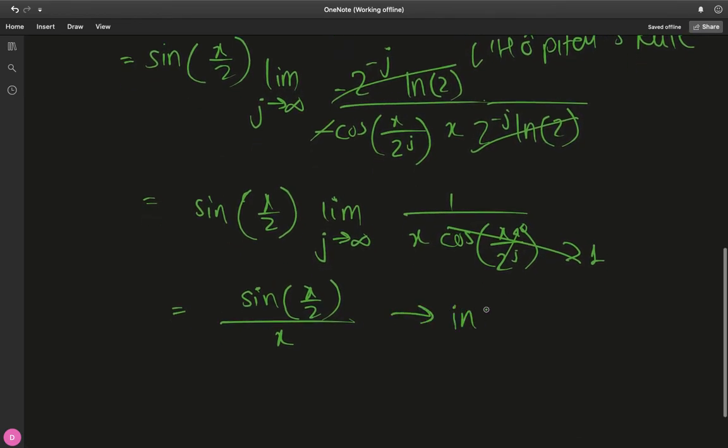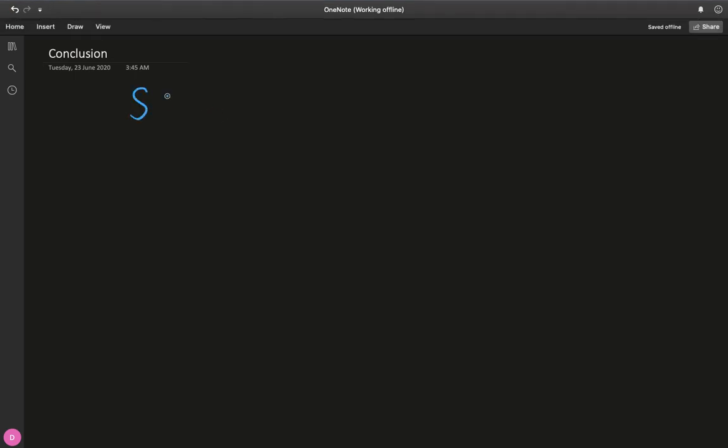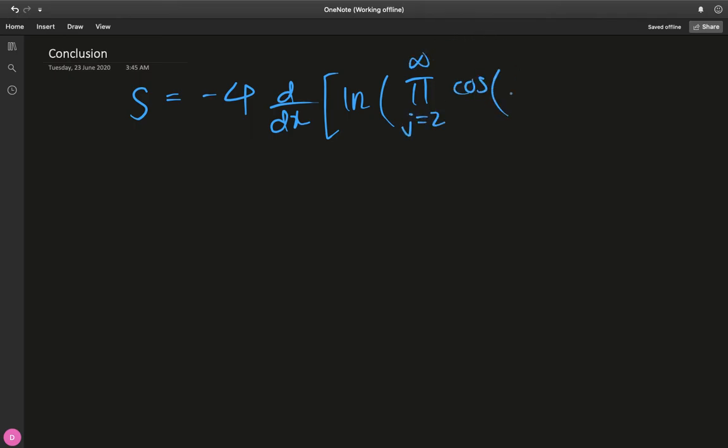So that was basically inside the log. This all was happening inside the log, right? The infinite product that we had was inside the log. So let's go back and substitute this inside the natural log expression. Let's recall the equation for S. S was equal to minus 4 times the derivative with respect to x of the natural log of the product from j equals 1 to infinity of cosine of x over 2 to the j, and evaluated at x equals pi.